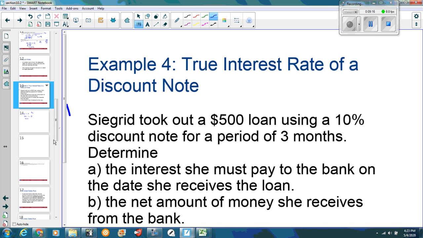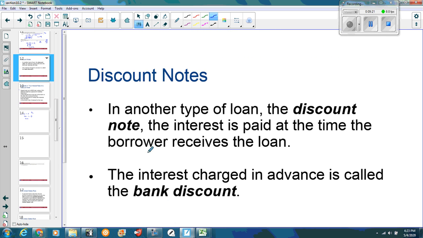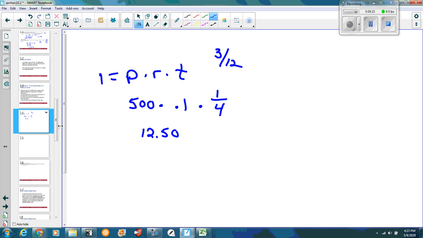So Part B says the net amount of money she receives. Okay, so if she paid that out right when she got the loan, then they gave her 500 minus the 12.50. They only gave her $487.50 because they made her pay the interest right up front.